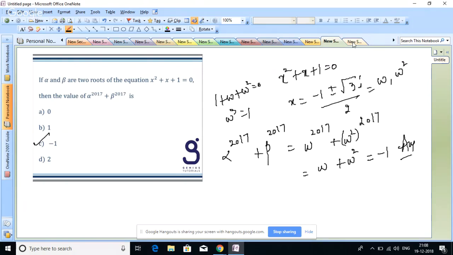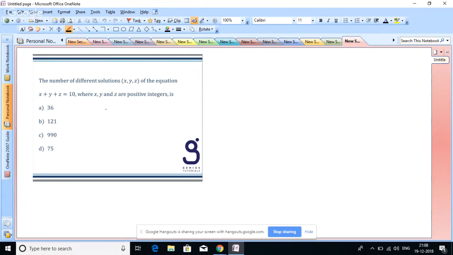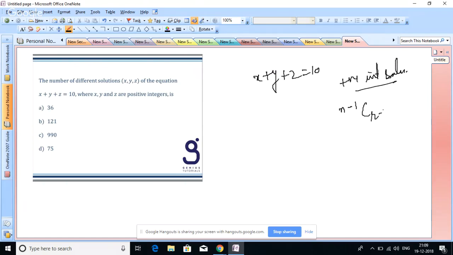Let's see the next question. The number of different solutions. This is a very simple question: x plus y plus z is equal to 10. You have to find the number of positive integral solutions. So how to find the positive integral solution? The positive integral solution is (n minus 1) C (r minus 1).